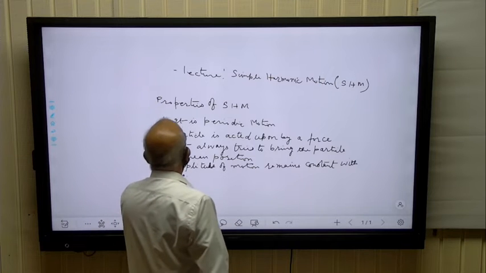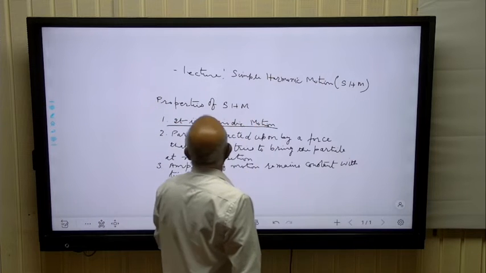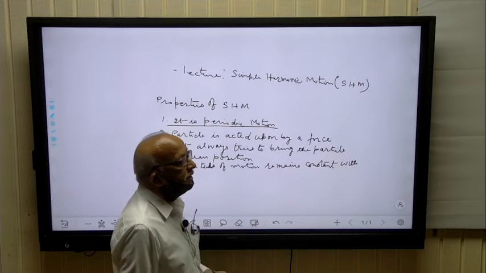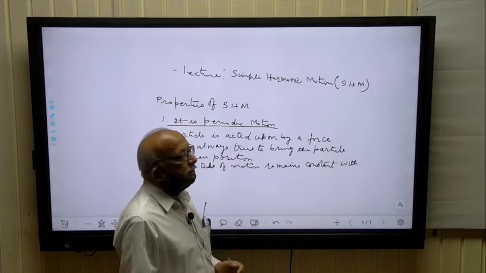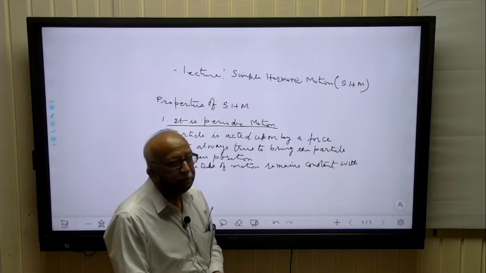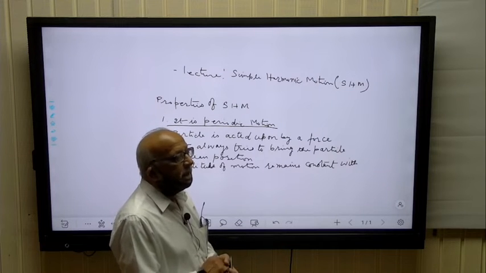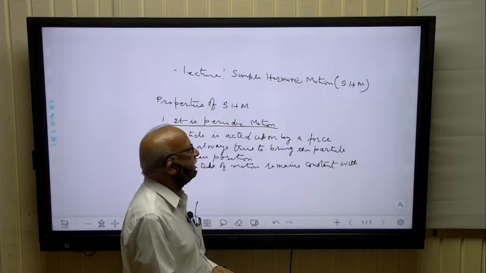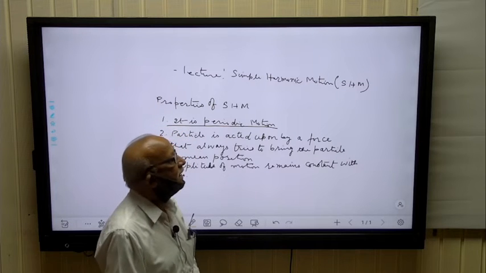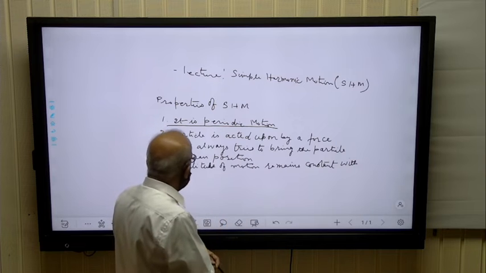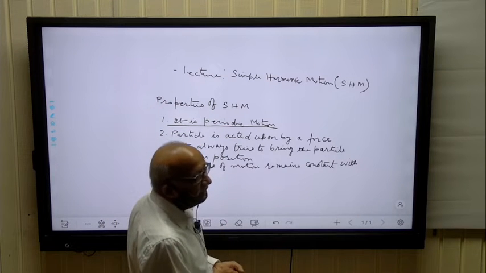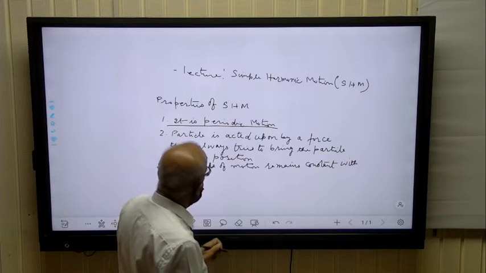Now we come to the first point: it is periodic motion. It means simple harmonic motion is a periodic motion, but every periodic motion is not simple harmonic. We can understand it by taking some examples.